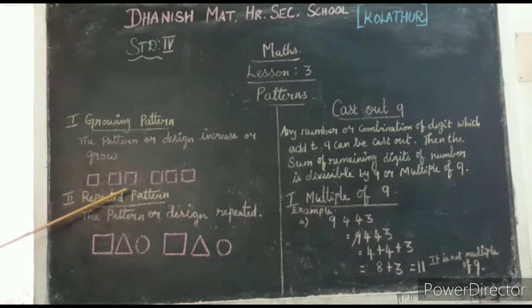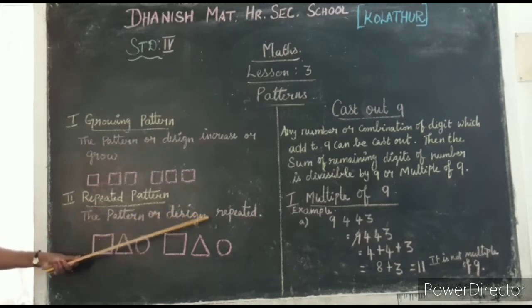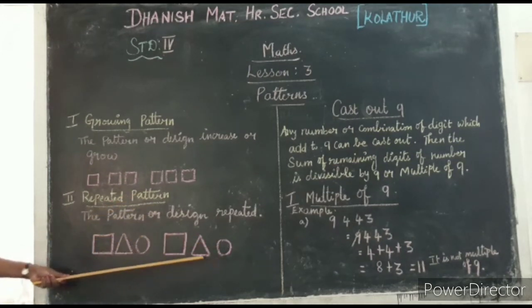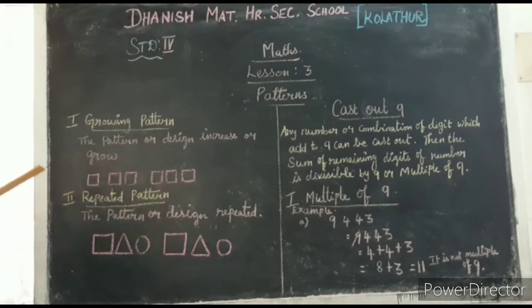Number 2, repeated pattern. The pattern or design is repeated. It means the pattern comes again and again. So it is called a repeated pattern. See, square, triangle, circle. Again, square, triangle, circle. So it is repeatedly coming. So it is called a repeated pattern. So there are two types of pattern. What are the two types of pattern? Growing pattern. Number 2 is repeated pattern.